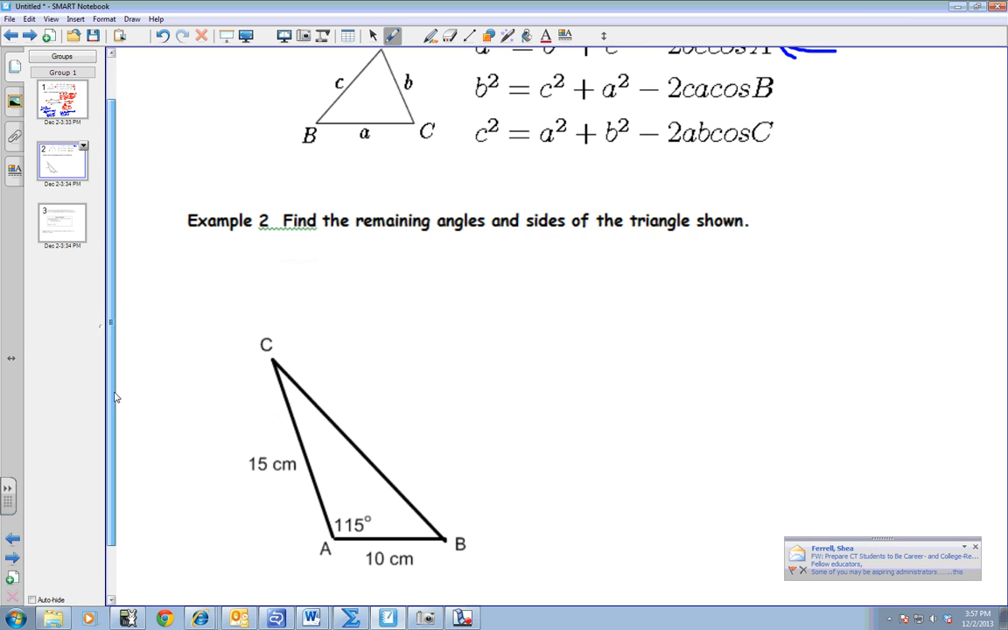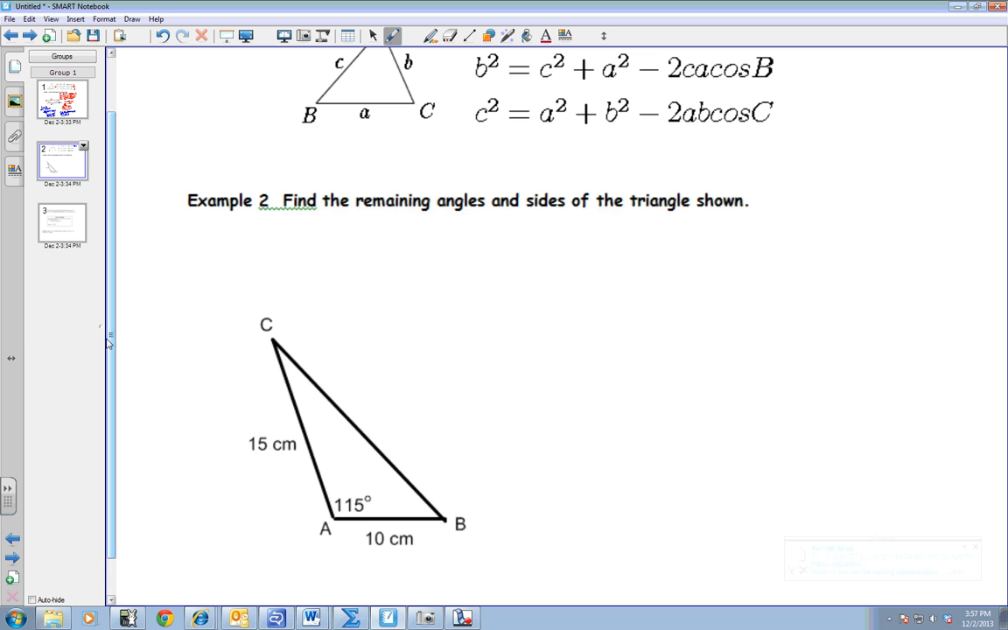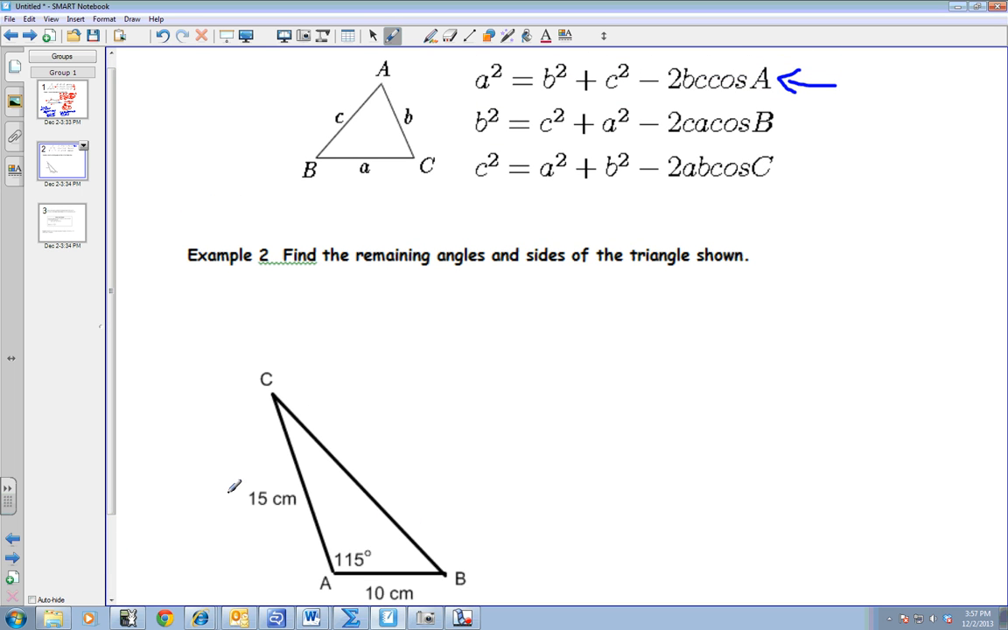Okay, so let's label the numbers that we have here. I know this is side B, this is angle A, and this has to be side C. So we have A squared equals, because we're going to find that side first, B squared, which is 15 squared, plus C squared, which is 10, minus 2 times 15 times 10 times the cosine of angle A, which is 115.